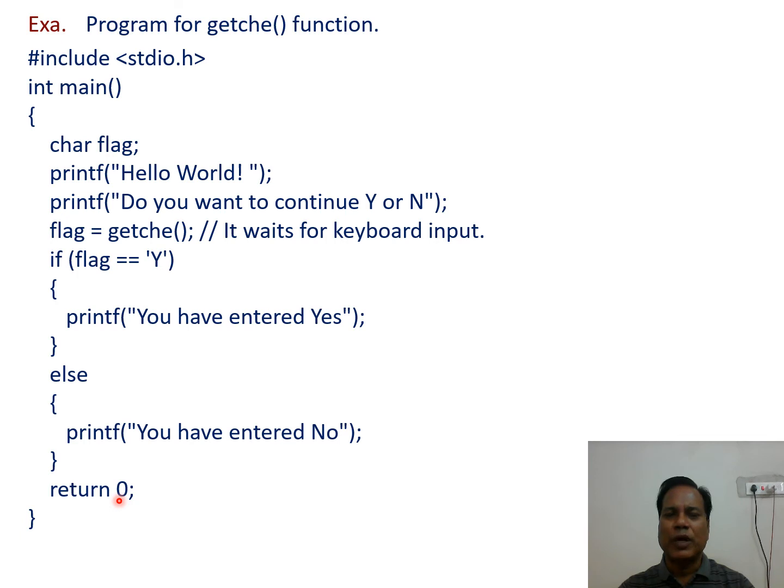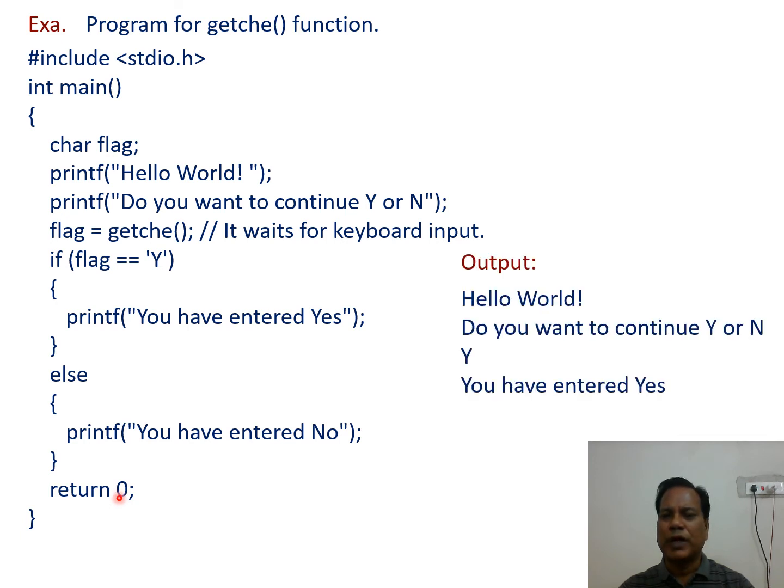And when this program is run, we get the output like this. Hello world. Do you want to continue Y or N? When the user enters Y, this is echoed, that is printed on the output screen, and after checking the character, the message You have entered yes is printed.